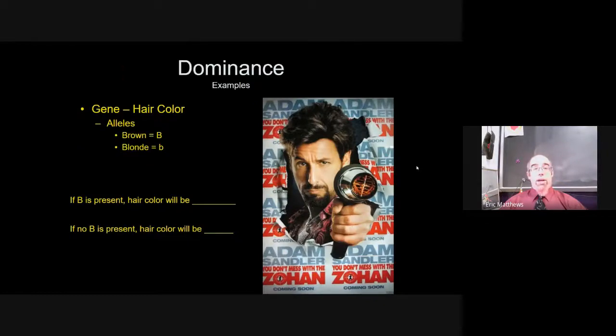Let's take a look at some examples here. So let's imagine we're looking at the gene for hair color, and there are two different alleles. We have capital B for brown. We have little b for blonde. All right, so brown is our dominant, capital. Blonde is our recessive, little b. If a capital B is present anywhere, the hair color will be brown. If there is no capital B present, the dominant allele is not there, then the hair will be blonde.